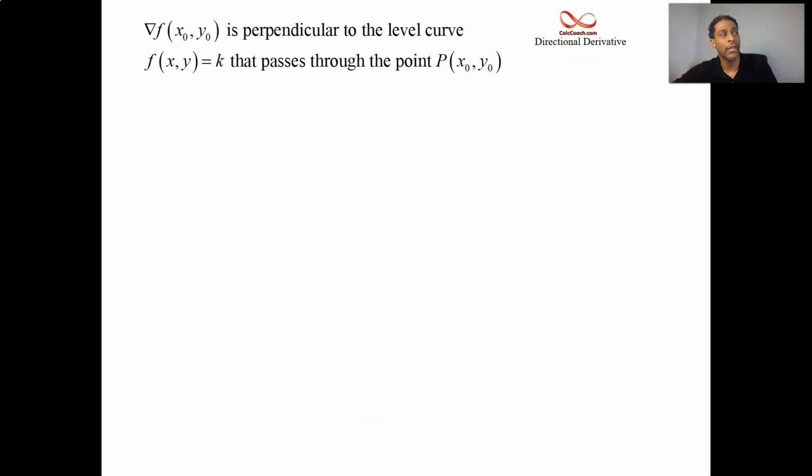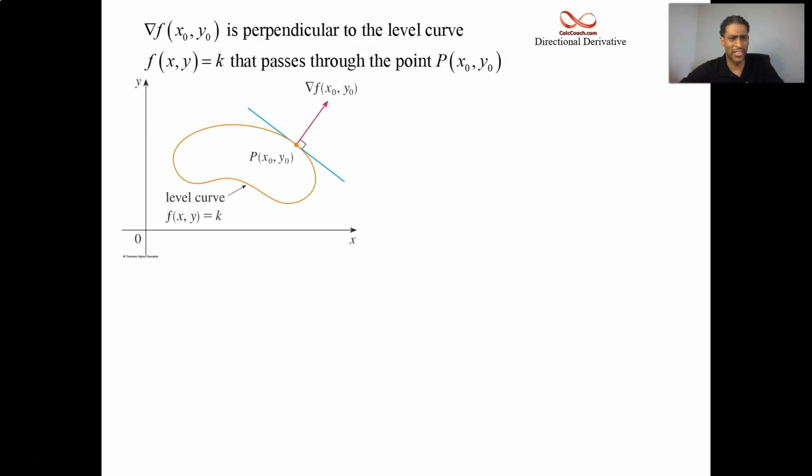All right, great. There's more to the gradient. If you have a multivariable function and you slice it with a plane, let's do a three-dimensional function, slice with a plane z equals k, then the intersection between your surface and your plane is a curve. That curve is called a level curve. It turns out that the gradient is perpendicular to every level curve.